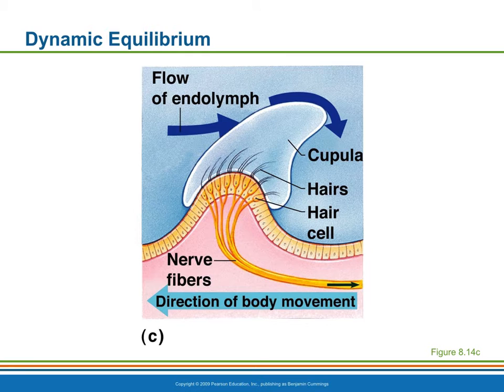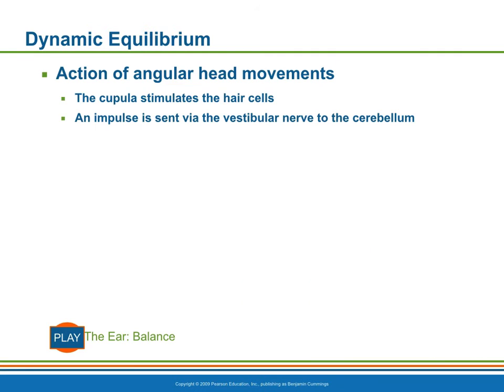Here we can see how the direction of the body movement causes the endolymph to move in the opposite direction. Then the cupula will move, sending information off to the brain. When your head moves in an arc-like or angular direction, the cupula will stimulate the hair cells. The stimulated hair cells then send an impulse along the vestibular nerve to the cerebellum.